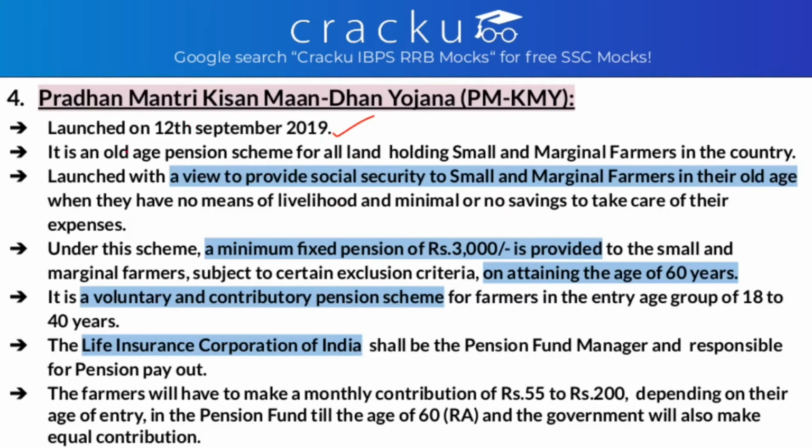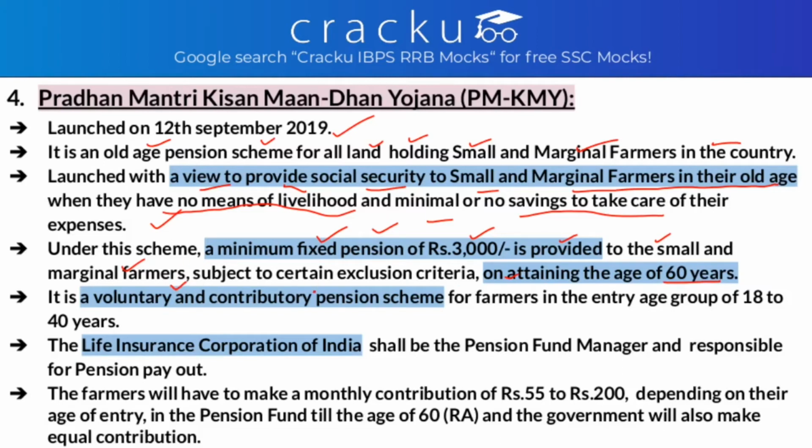So let's see, it is an old age pension scheme for landholding small and marginal farmers in the country. This was launched with a view to provide social security to small and marginal farmers in their old age, when they have no means of livelihood and minimal or no savings to take care of their expenses. Under this scheme, a minimum fixed pension of rupees 3000 is provided to the small and marginal farmer, subject to certain exclusion criteria, on attaining the age of 60, that is your retirement age.